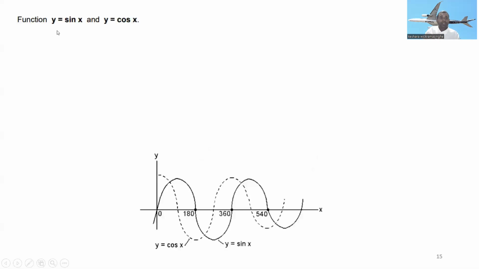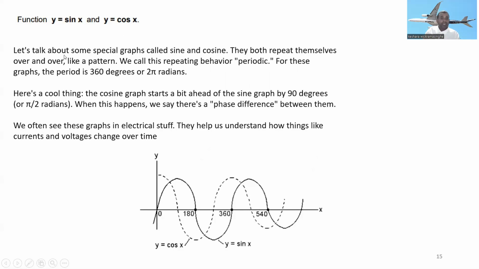Now let's go to the functions y equals sine x and y equals cos x. Let's talk about some special graphs called sine and cosine. They both repeat themselves over and over like a pattern. We call this repeating behavior periodic. For these graphs, the period is 360 degrees or 2π radians.